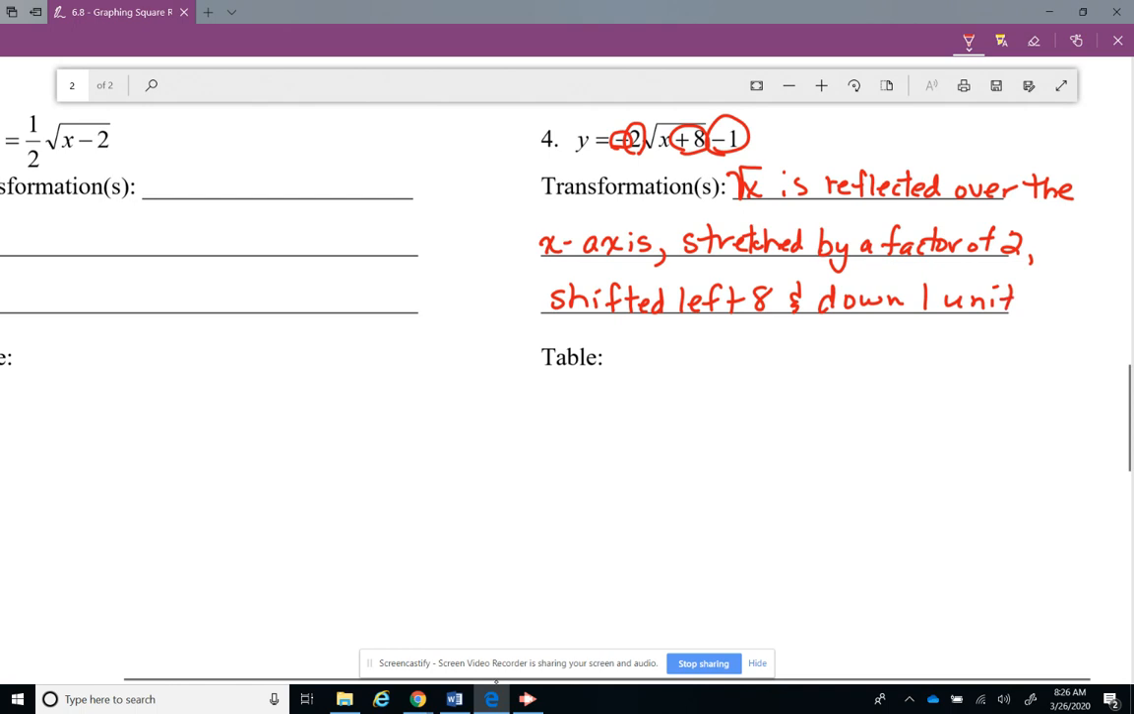Okay, so let's look at that again. Transformation, describing it, is the square root of x is reflected over the x-axis, stretched by a factor of 2, shifted left 8 and down 1 unit.